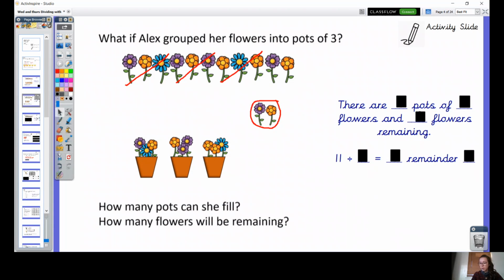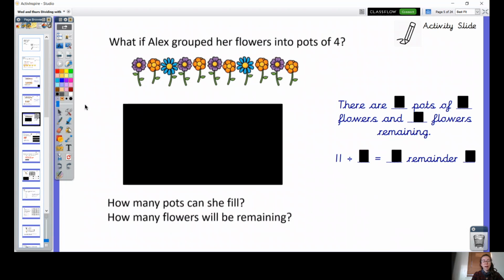Now your sentence should have looked like this. There are 3 pots of 3 flowers and 2 flowers remaining. And then your number sentence would look like this. 11 divided into 3s is 3, remainder 2. Well done if you got that right. Good job.